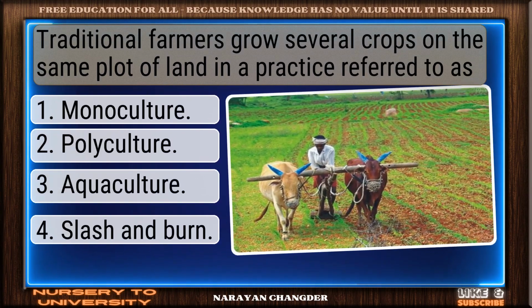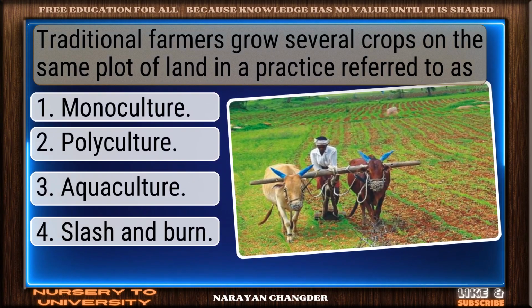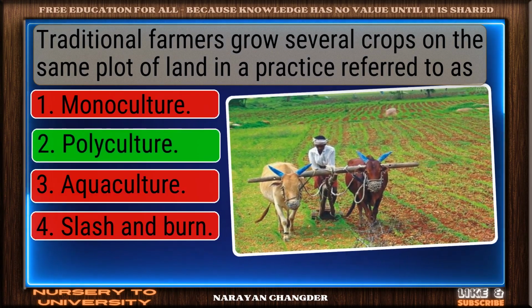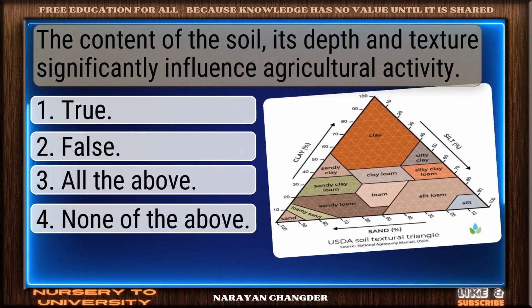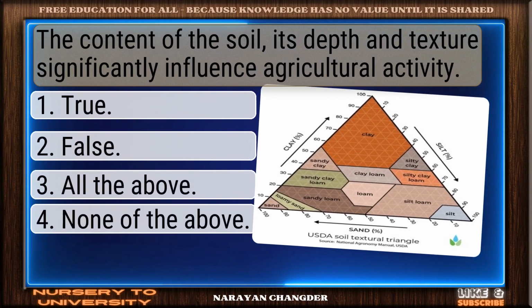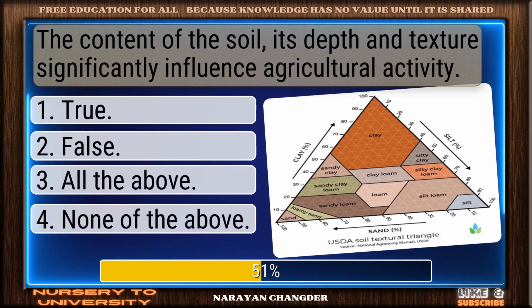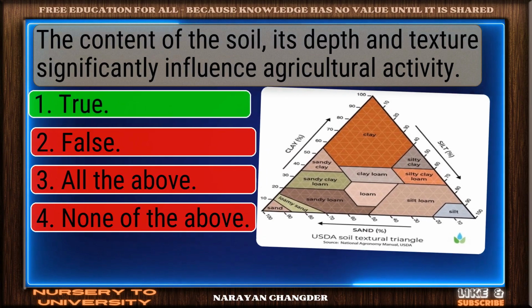Traditional farmers grow several crops on the same plot of land in a practice referred to as. Clear logic. Polyculture is sound. The content of the soil, its depth and texture, significantly influence agricultural activity. Great job. True is accurate.